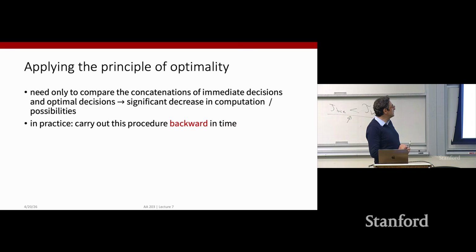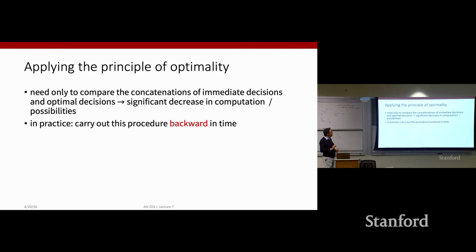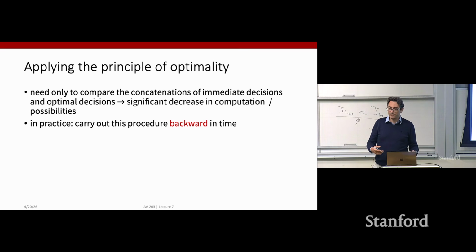So the bottom line is that applying the principle of optimality allows you to compare the concatenations of immediate decisions and optimal decisions in order to compute an optimal control sequence for an optimal problem that has been extended by one step. Now the next question is, who is solving those tail problems for you? In general, you don't have an oracle.